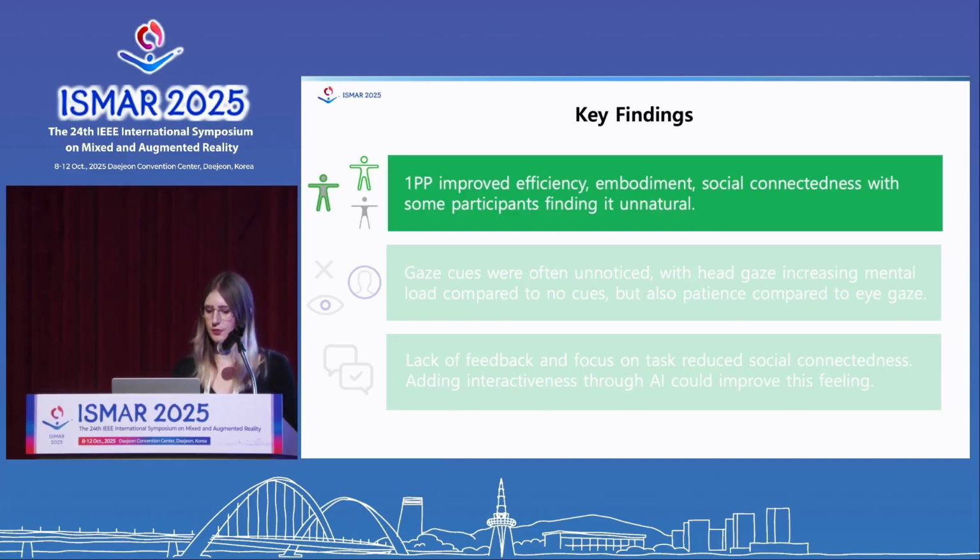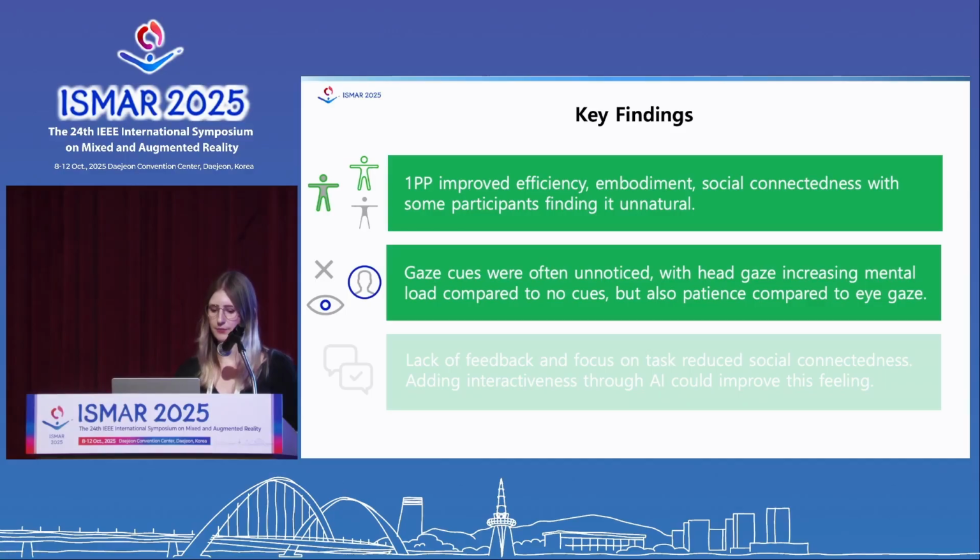So first, the first-person perspective improved efficiency, embodiment, and social connectedness, with some participants finding it unnatural or even scary. Some participants mentioned that when they were in the first-person perspective, because they also saw, of course, the third-person perspective, the instructor was kind of behind them, and it felt very weird for them to be in this kind of view. So using the third-person perspective should still be considered depending on the user, leaving open the option to switch between perspectives.